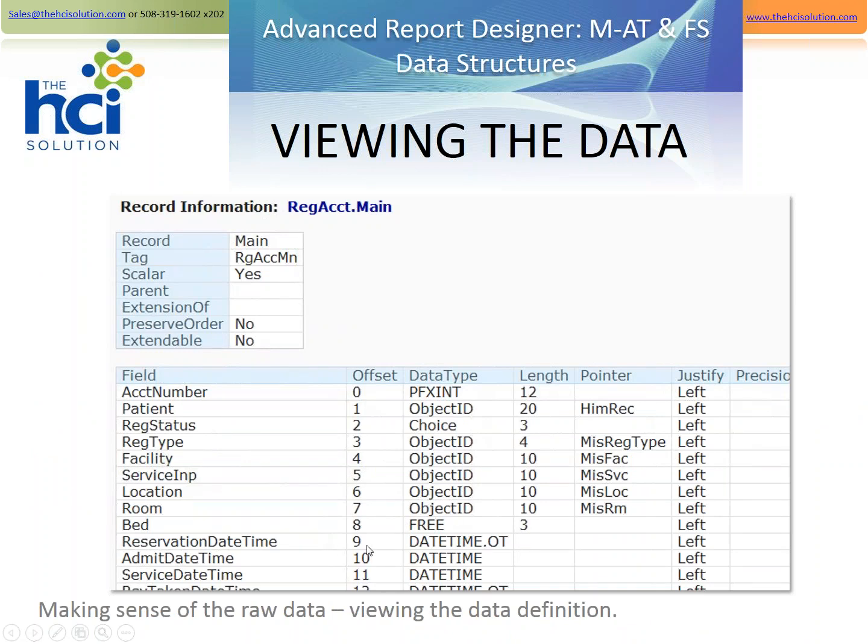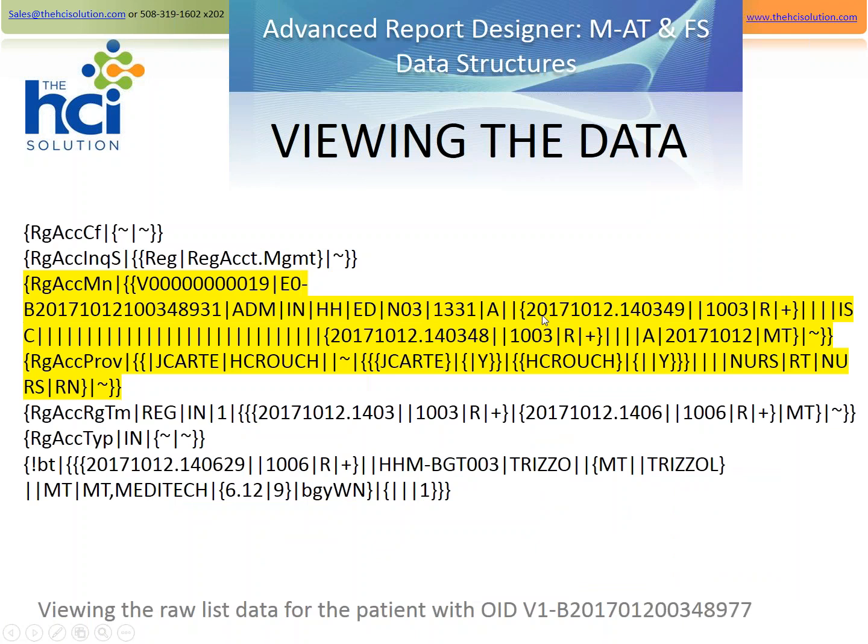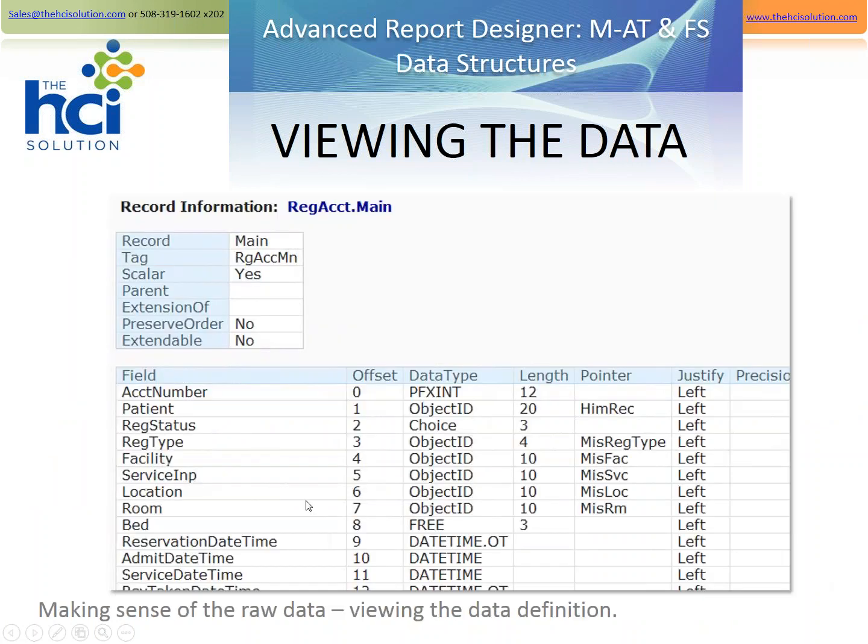If we look at piece 9, that's the date time data type. So if we go back and look at that, 0, 1, 2, 3, 4, 5, 6, 7, 8, 9. Well, this is the 9th. There's not a reservation date time in this one, but the next one must be the admit date, and this is the date time format. Yes, the admit date and time is in piece 10.